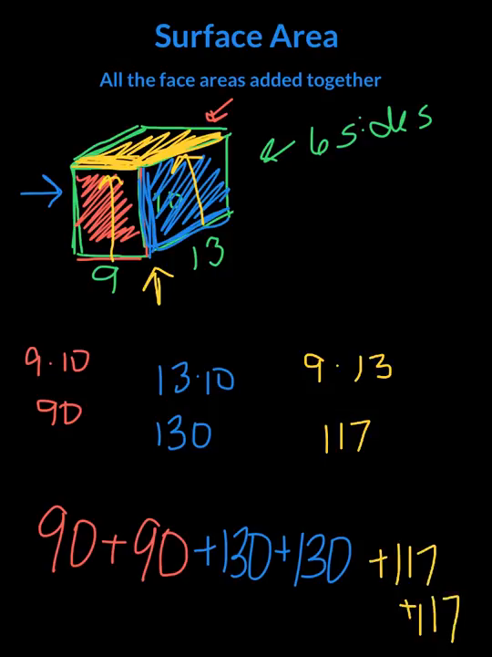Now to find my surface area, I just have to do this math. I have to add all of these numbers together. So when you add all those numbers together, you get 674. So that is going to be my total surface area. So I was saying this was in inches, so it'd be inches squared.